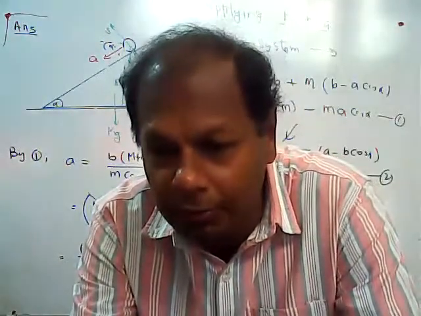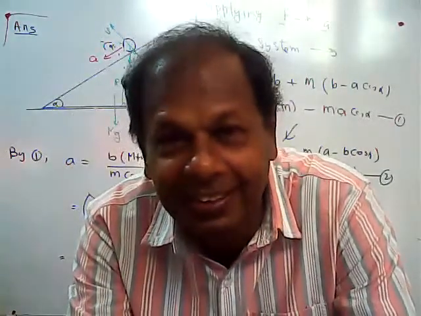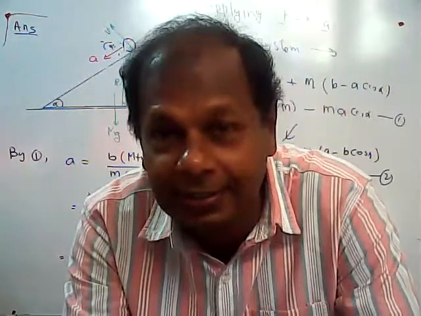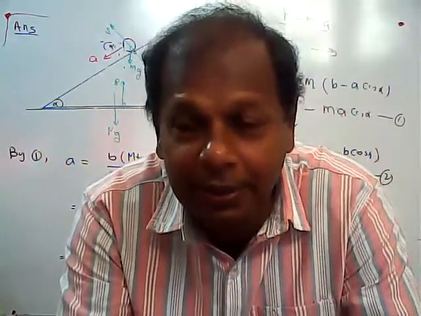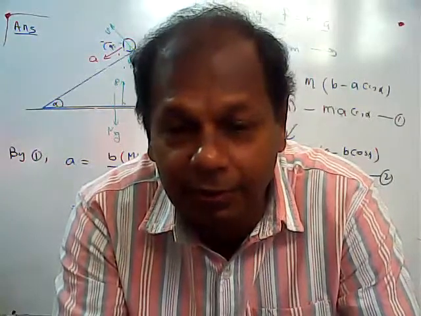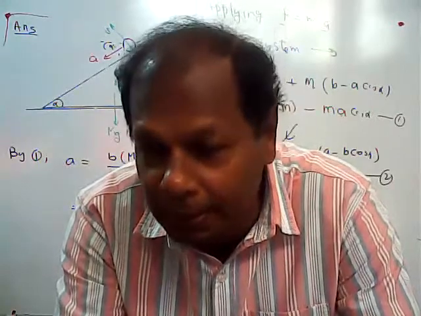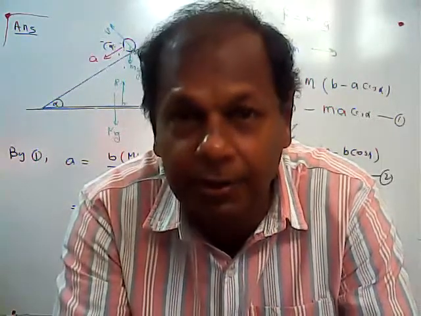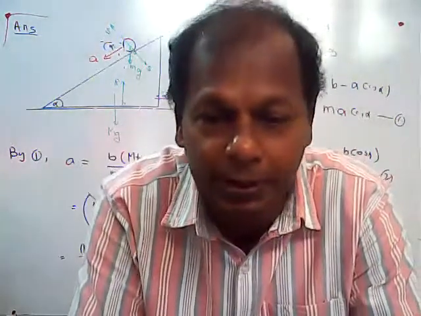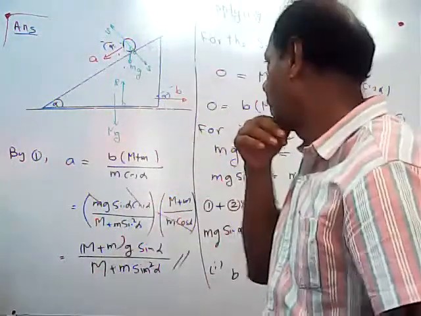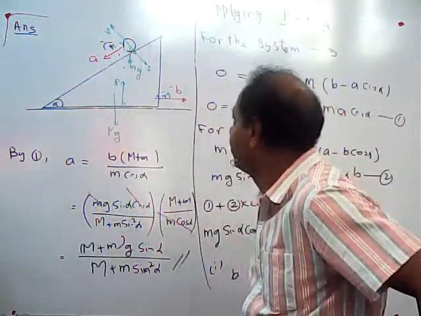For part 3, we write to find S, that is the reaction between the particle and the wedge. Shall we change it to 3? And for part 4, we take to find R. So we first find S.